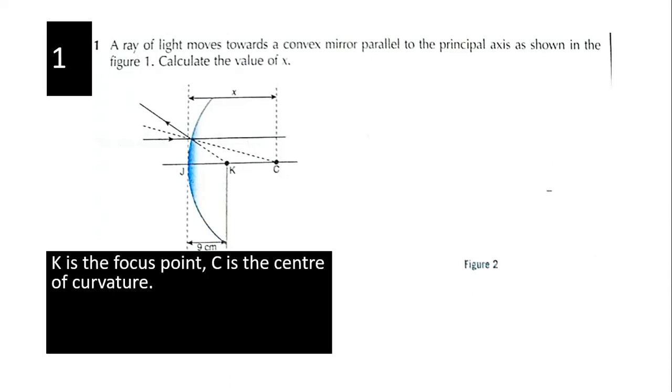Radius of curvature. You must know that F is the focal point, and C is the center of curvature. And then x equals 2F. 2 times 9 is 18 cm. Okay, good. Number 2.